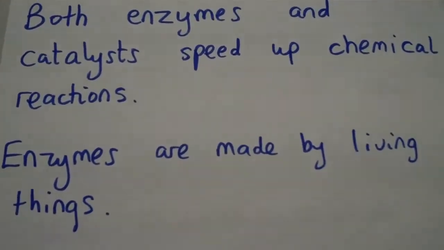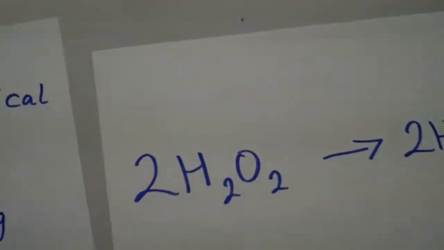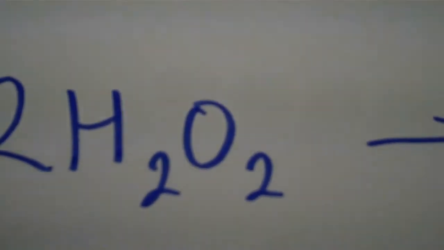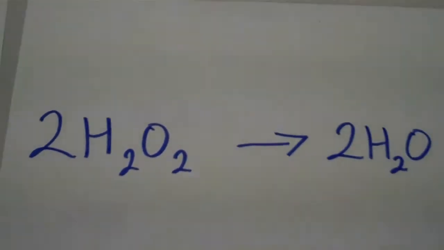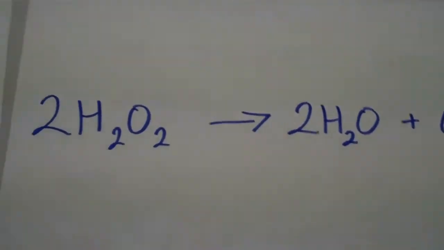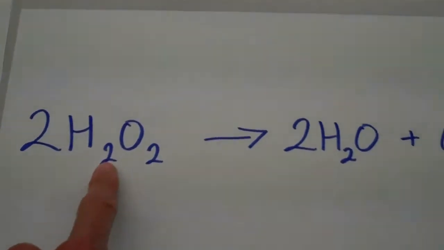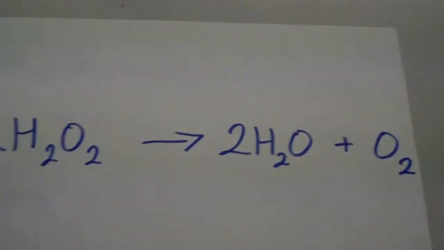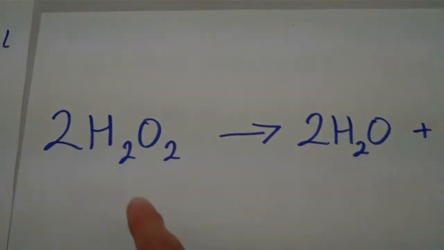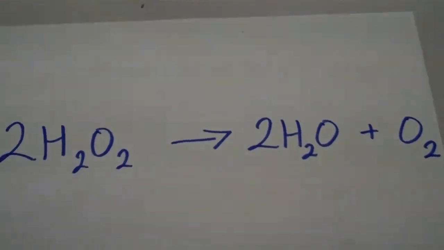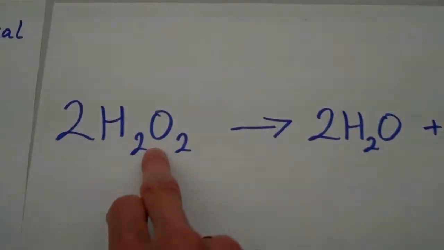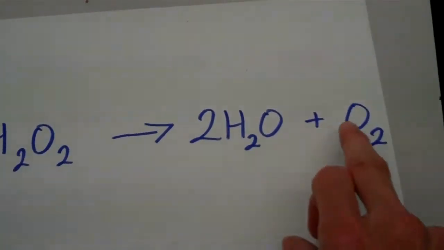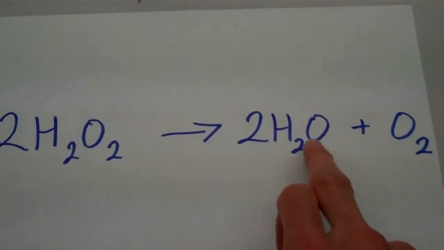Now we are going to look at a chemical reaction of hydrogen peroxide, which is water with an extra oxygen on it, and the hydrogen peroxide will break down to form water and oxygen gas. Now, this is an example of a chemical equation. On the left-hand side, we have the reactants, what we start with. On the right-hand side, we have the products, what we end up with.